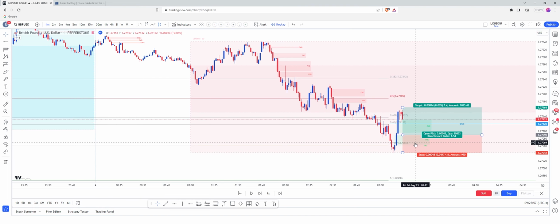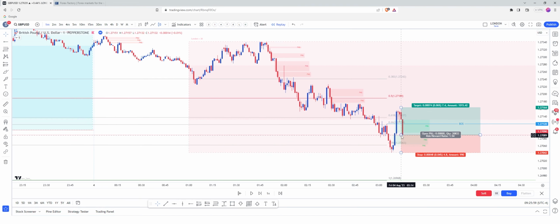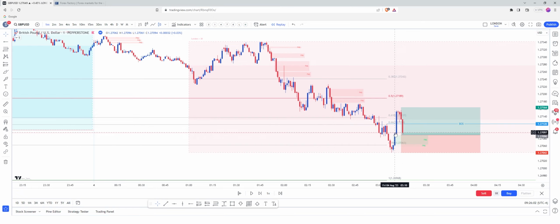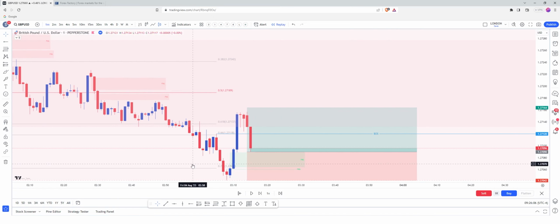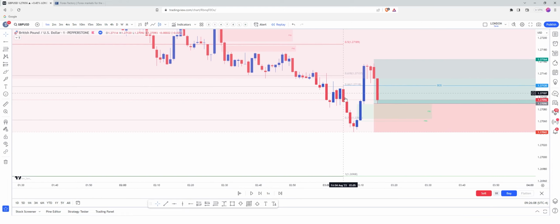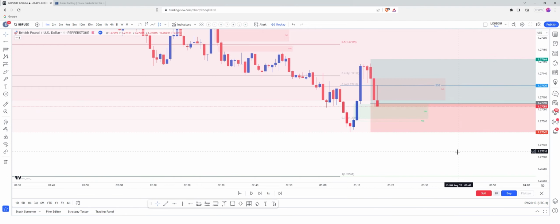So it came back, tapped this. So I didn't take this first fair value gap because it was outside that range. I took this fair value gap. Let's zoom in so that you can see, because this is inside the break of structure leg. I took this fair value gap as my entry.